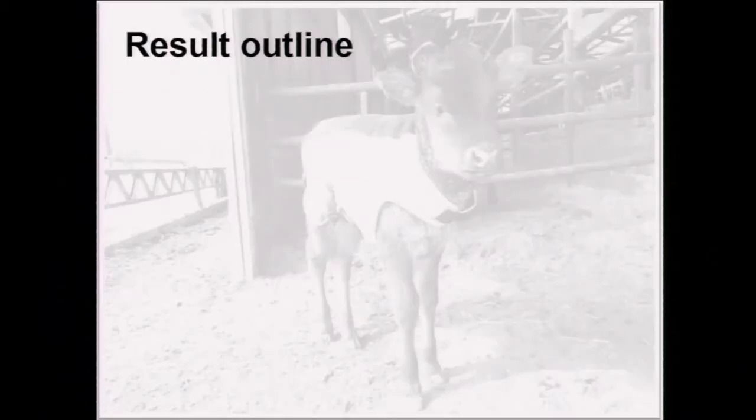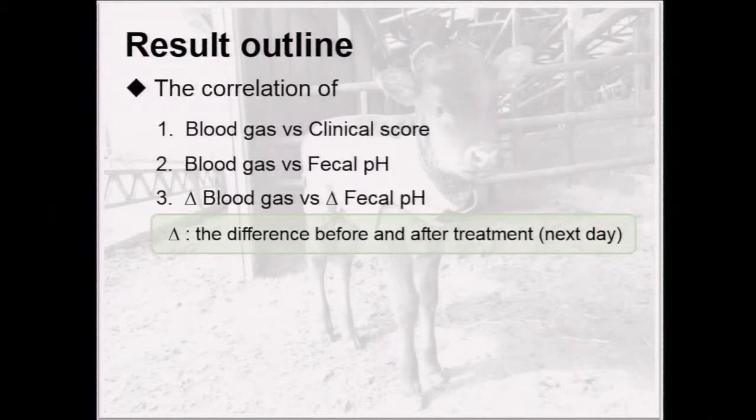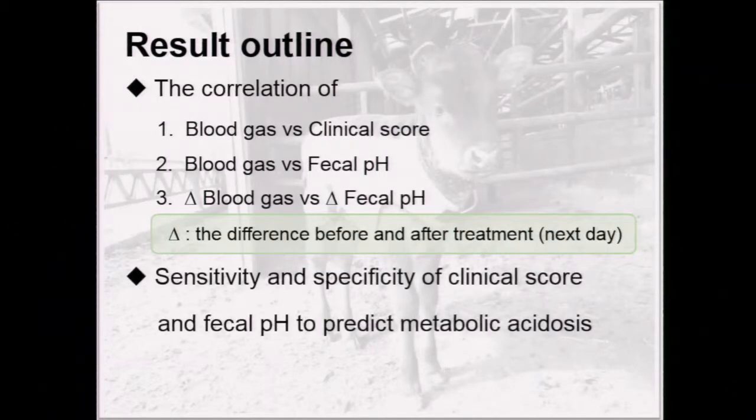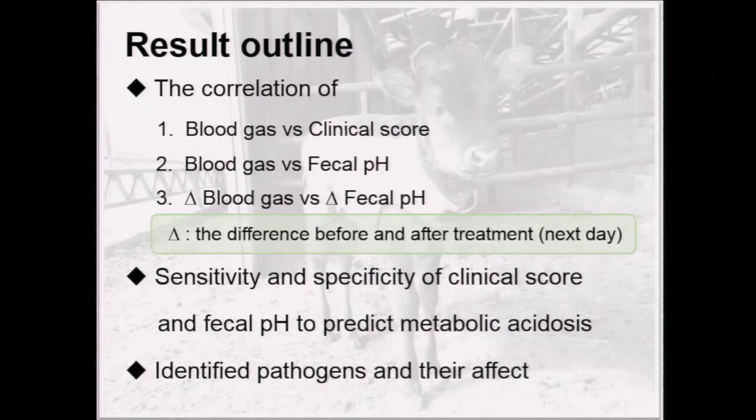I will explain the outline. First, I will explain the correlation of these groups. Delta explains the difference between immediately before treatment and the next day. Subsequently, I will explain the sensitivity and specificity, and the utility of clinical score and fecal pH to predict metabolic acidosis. And finally, I will explain the identified pathogens and their effects.